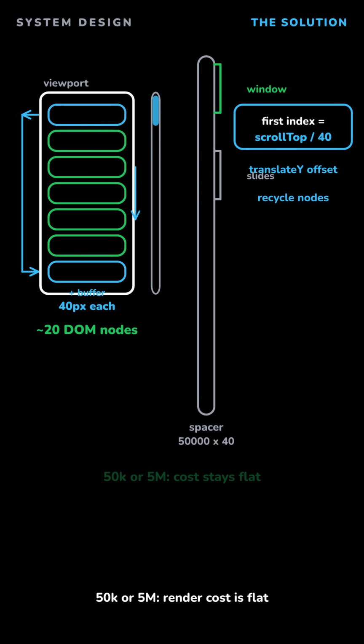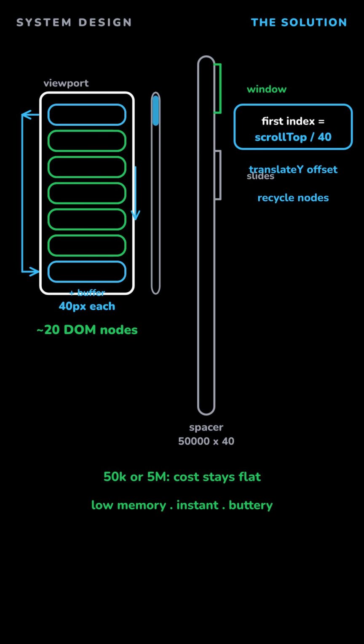50,000 rows or 5 million. The render cost stays flat and cheap. Memory stays low. The first paint is instant and scrolling is buttery again. The user sees an endless list. The browser only ever touches what fits on screen. That's virtual scrolling. Render the visible window, fake the rest with height.